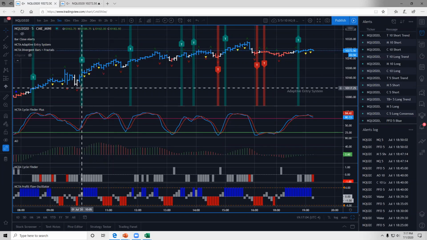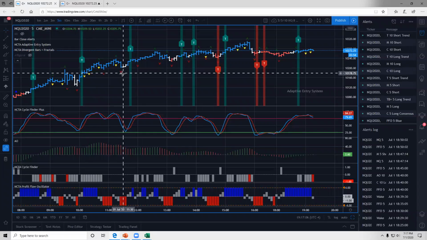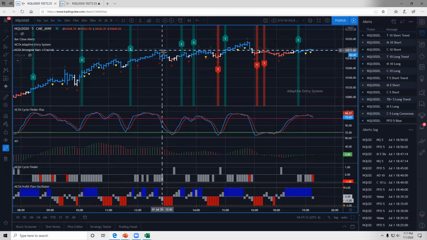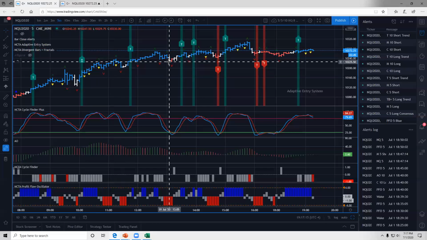But if you held this for the full cycle, it ends when the white bar opens right here. And then you can see that we jumped into another trend. The white bar took us out of the trade.